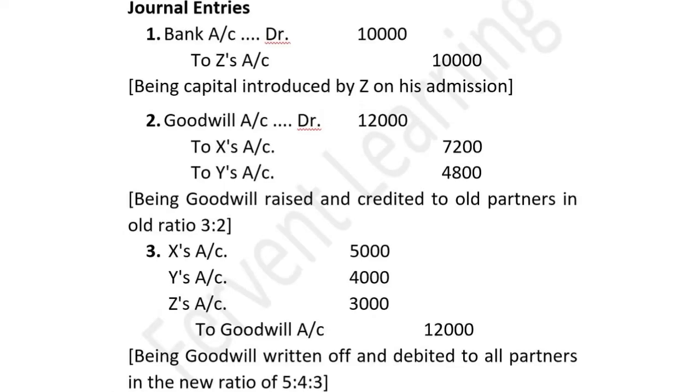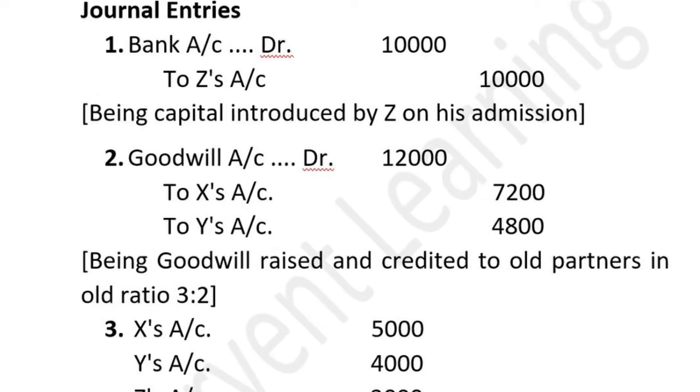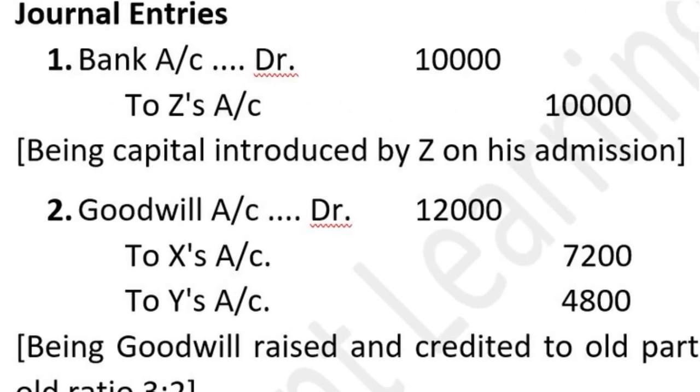Now we will pass journal entries. First, the new partner brings rupees 10,000 as capital. So bank account debit to Z account. That is, capital is coming in. So bank account debit to Z account rupees 10,000, 10,000. Narration is being capital introduced by Z on his admission.